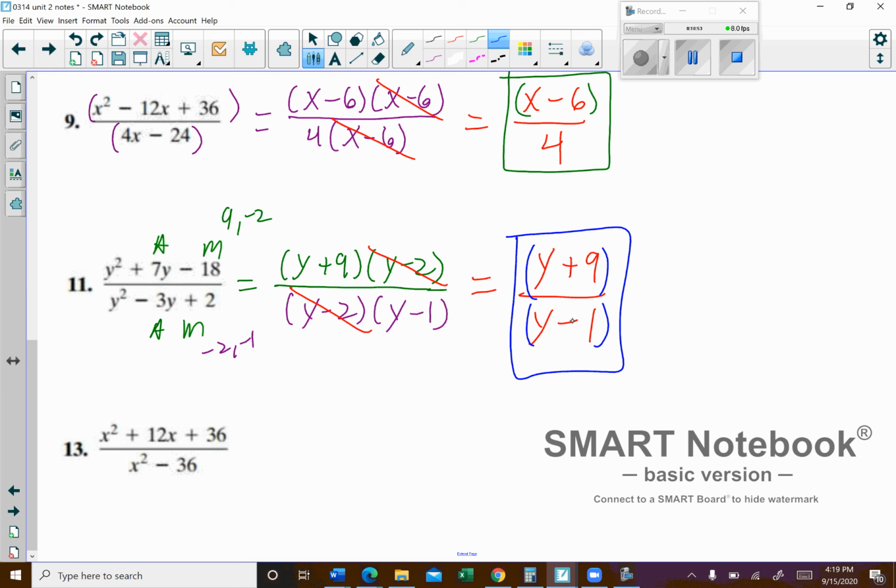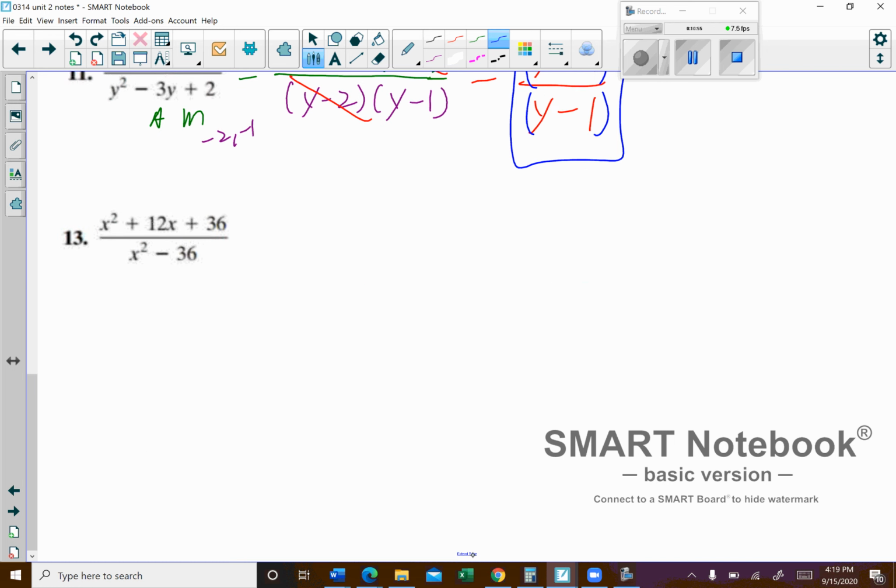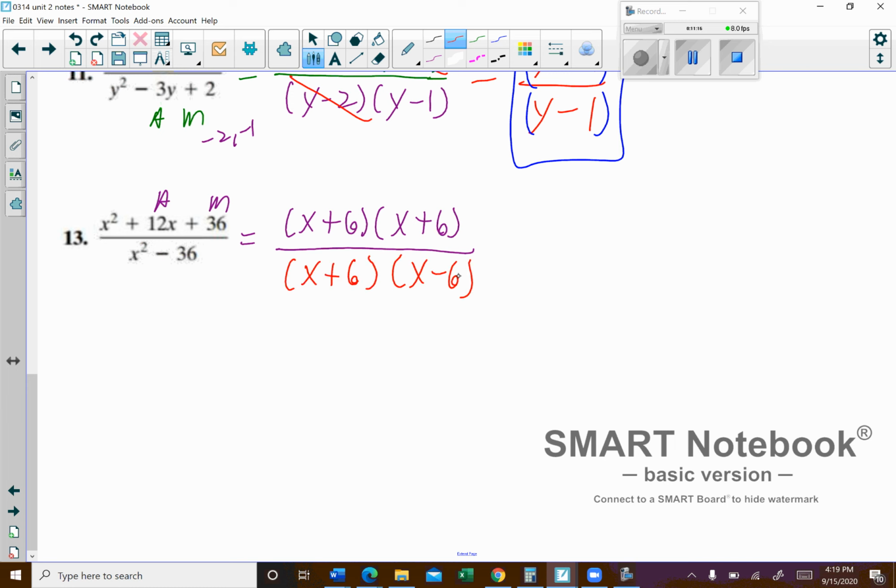All right, got one more on this slide, and then I only have one more slide to go. So on top right here, we'll do the A&M method. It looks like we have a perfect square trinomial. They're going to both be x plus 6. And then on bottom, we have the difference of two squares. So that should be x plus 6 and an x minus 6.